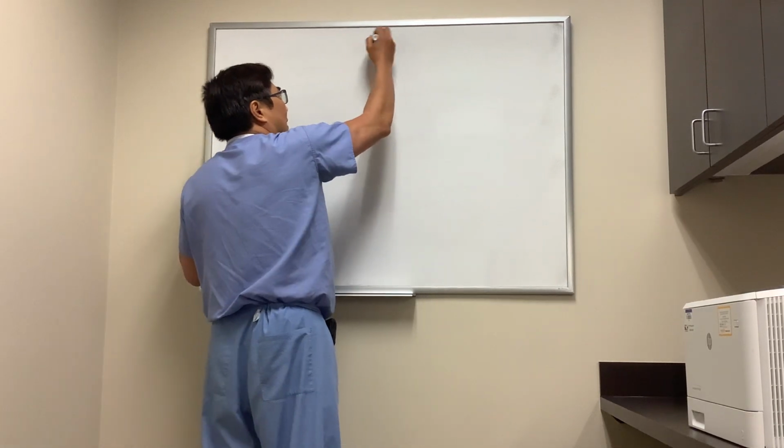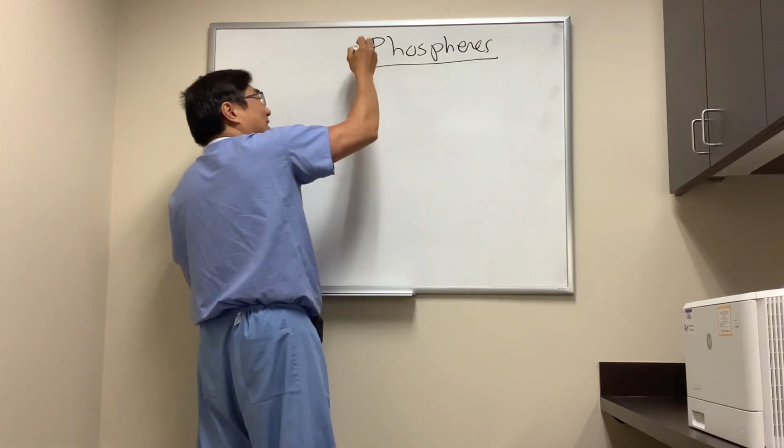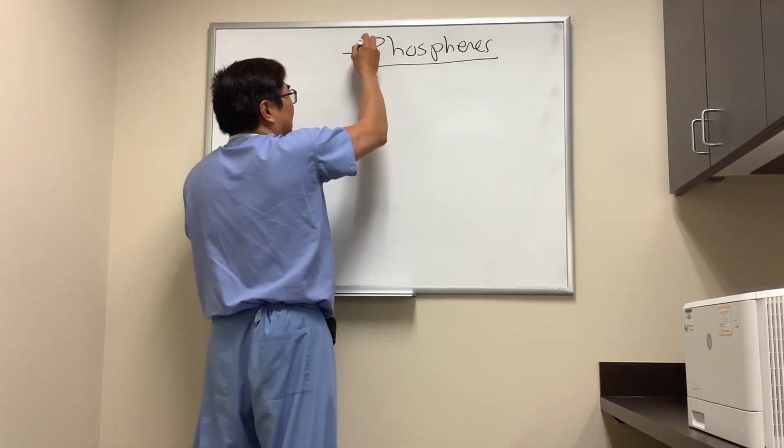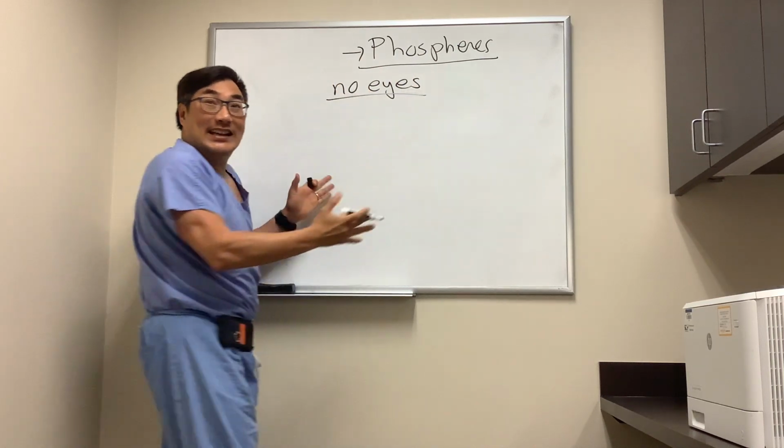So someone asked, how can someone who has no eyes see flashes of light or phosphenes? And really, the question is, how can someone with no eyes see anything?